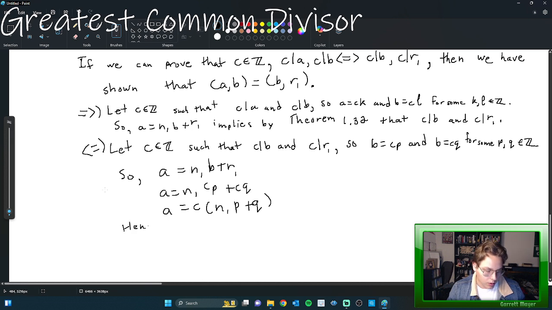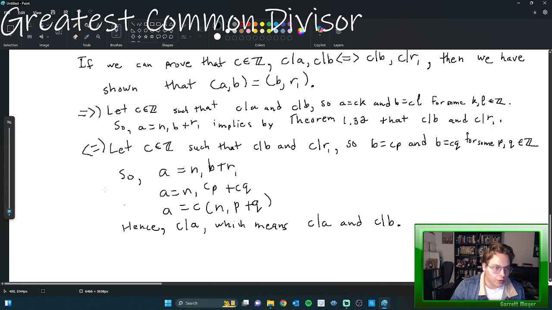Hence, c divides a, which means c divides a and c divides b. Okay, so we've proven the other direction now, that if it divides b and the remainder of a and b, then it also divides a and b. And because of this, we have proven what we set out to prove.